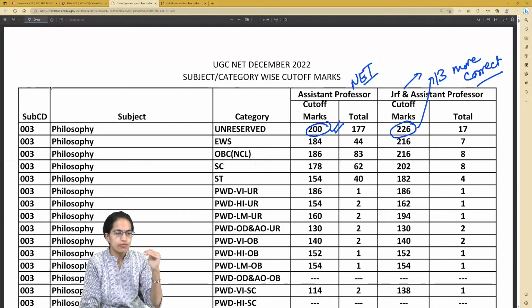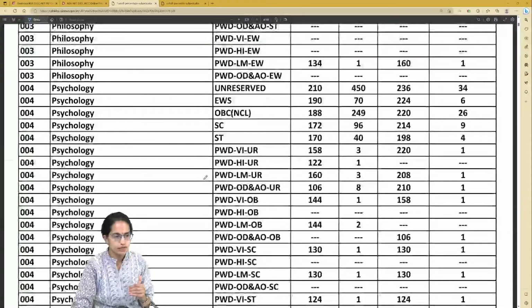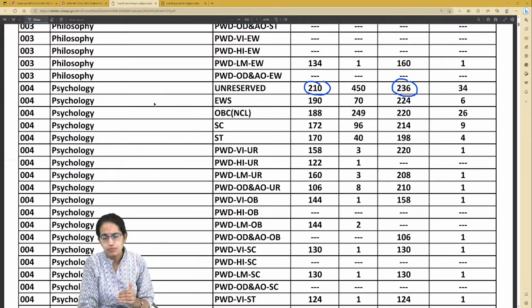Here we have the subjects. Across various subjects, the cutoff lists for philosophy, psychology and each subject are given. You need to go through each subject and its respective cutoff list, and this will give you a clear idea. For example, in psychology, it was 210 in contrast to 236. So across every subject for unreserved, the cutoffs vary.